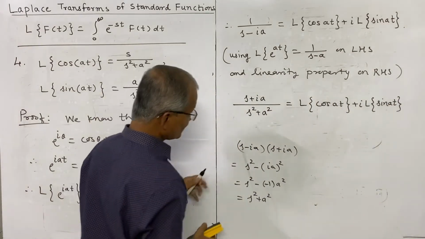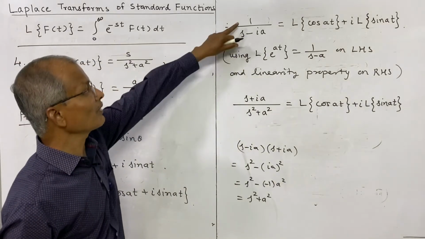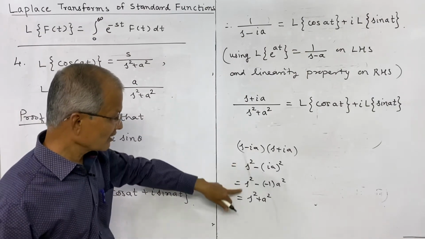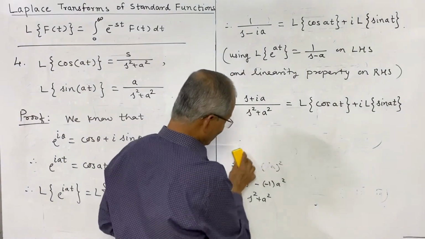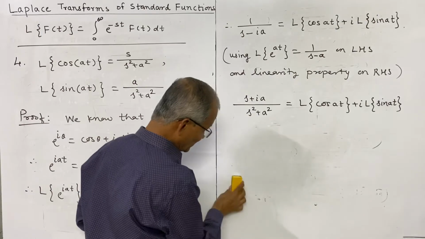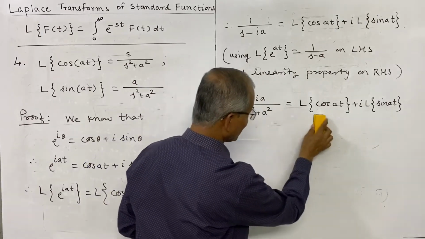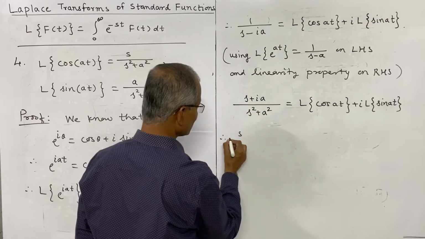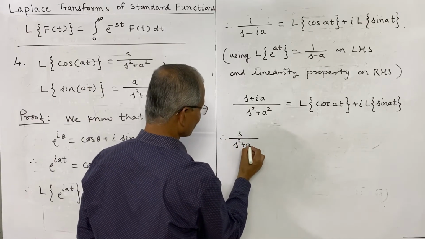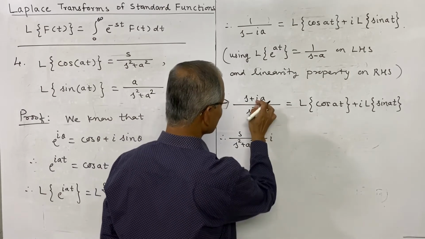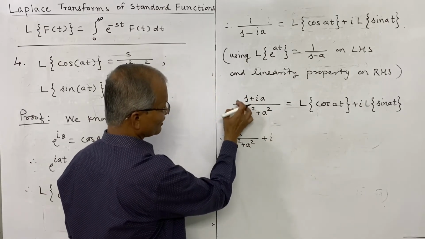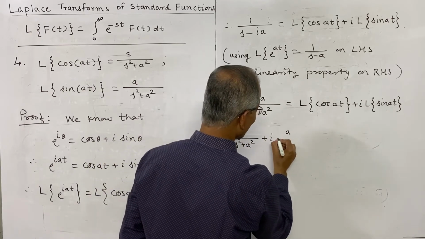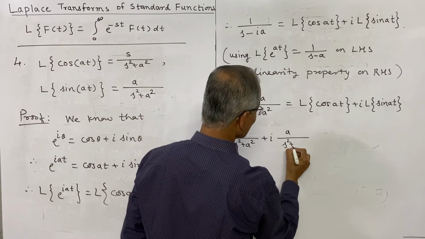Now we shall see, you should note what we have done here. We have multiplied the numerator and denominator by s plus ia, and then the denominator is written in this form. Now we separate the real and imaginary parts on the left side. The two parts are s divided by s square plus a square, plus i times a divided by s square plus a square.